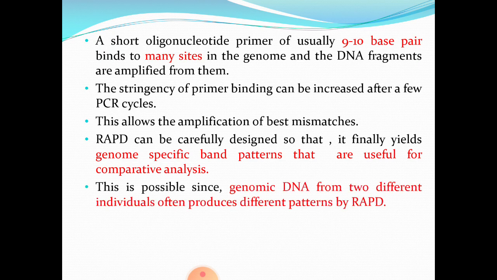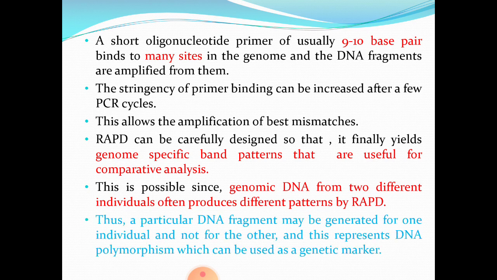This is possible because genomic DNA from two different individuals often produces different patterns by RAPD. I'll show you the diagram a little later. You will understand this point better. Thus, a particular DNA fragment may be generated for one individual and the same may not be generated for the other. And this represents DNA polymorphism, and that can be used as a genetic marker.